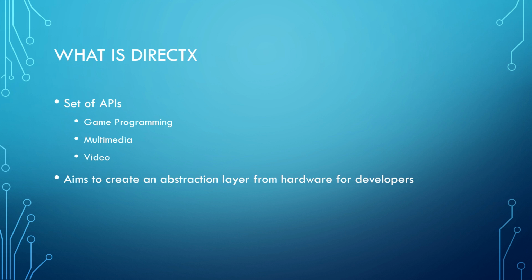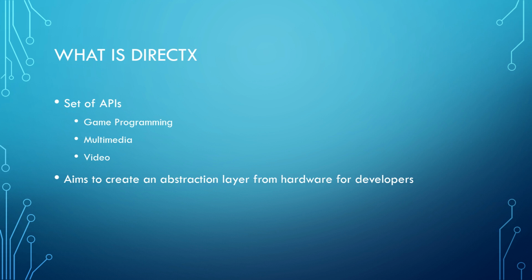So what is DirectX? To put it simply, and we're not going to go into detail of the history of DirectX, it's essentially a set of APIs or interfaces for programming that help us deal with things such as game programming, multimedia, and video. The libraries that it gives us are all geared towards doing these functions for us. And the point of it is to create an abstraction layer from hardware for us developers.